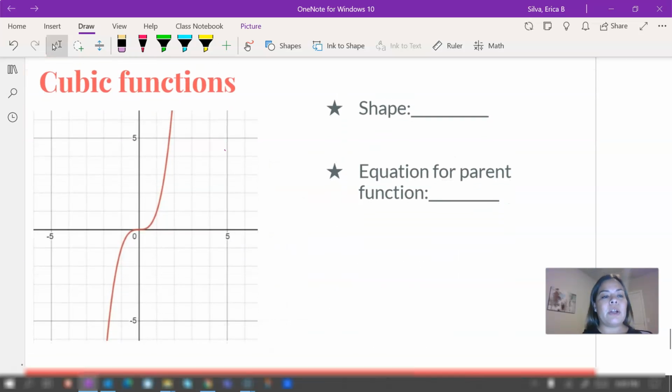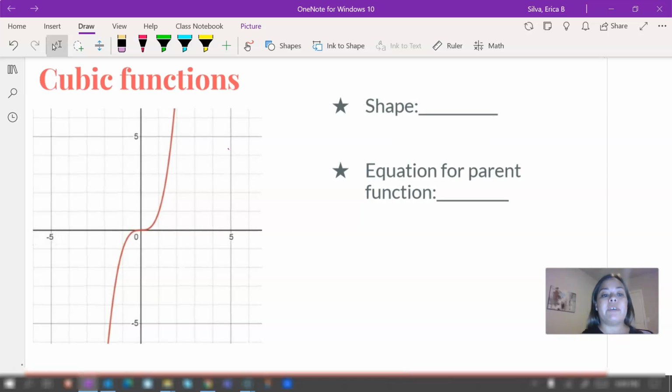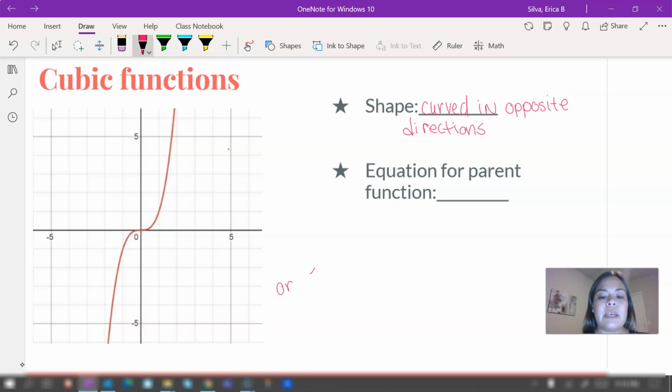And the last one we are going to be looking at is cubic functions. Now, if you notice this cubic function, it's kind of curved in opposite directions. So that's what we're going to describe it as. The shape is curved in opposite directions. And you can see it in this form. This is our positive. And you can also see it this way. Now again, the image shown is the parent function, and the equation for that parent function is y is equal to x to the third power, or f of x is equal to x to the third power.